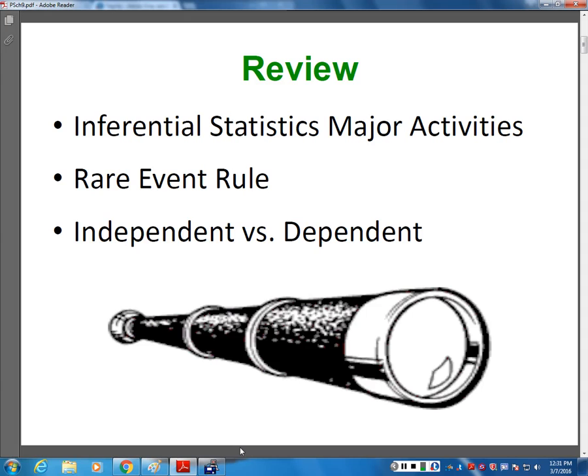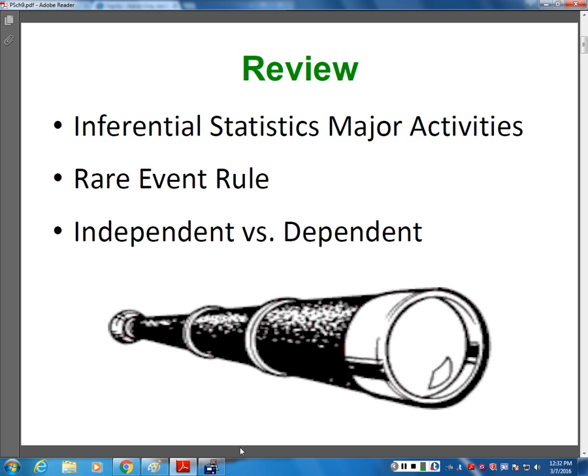Just as a review, there are two major activities in inferential statistics. One of them is to estimate population parameters. Another is to test hypotheses about population parameters. And this particular topic concerns that second activity. We'll be testing hypotheses about two samples or two populations.